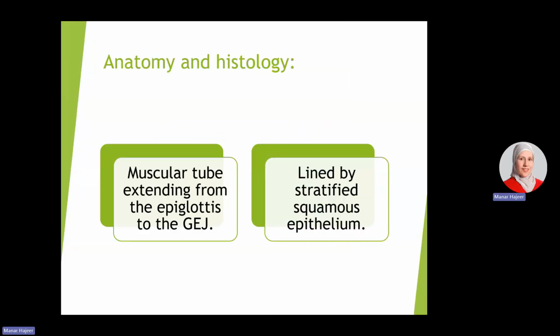We will start talking about diseases of the esophagus, first parts. Before we start talking about diseases, we want to have a brief overview of the anatomy and the histology of the esophagus. As you all know, the esophagus is considered a muscular tube extending from the epiglottis superiorly to the gastroesophageal sphincter inferiorly, and it is lined by stratified squamous epithelium in normal conditions.